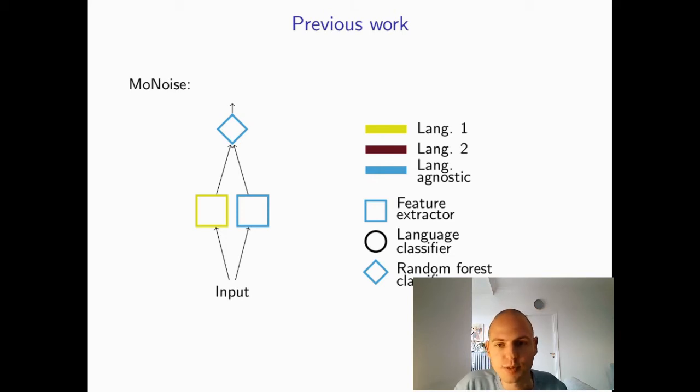So language-specific features can include, for example, word embedding distance to the original word, but also unigram probabilities and bigram probabilities. Whereas language-agnostic features could, for example, be that this word is exactly the same as the original word, or this word consists only of punctuation characters.